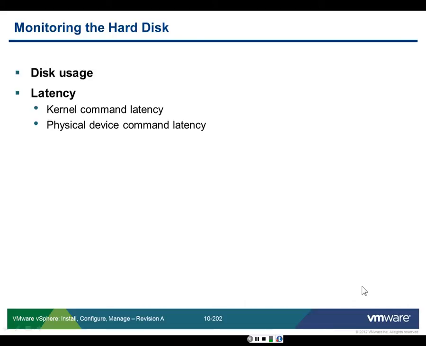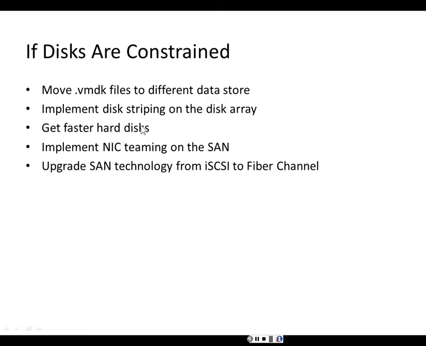So when we monitor the hard disk, we look at disk utilization and we look at latency, kernel command latency and physical device latency. So if disk utilization is high and the danger thresholds have been exceeded for latency, well, that means the disks are constrained. So what can you do if the disks are constrained? One thing you can do is move the virtual machine disk files to a different data store, perhaps a faster data store.